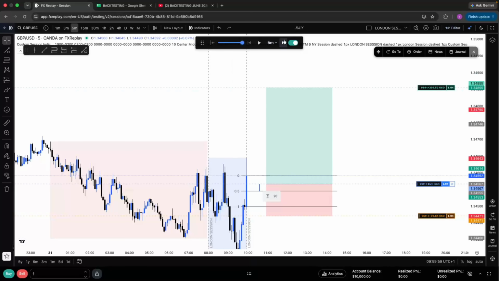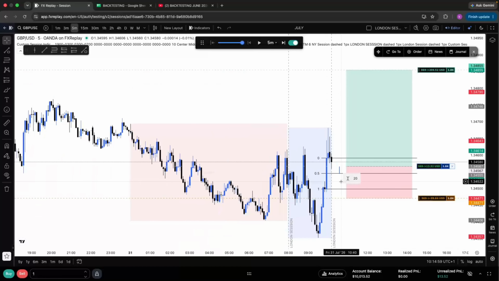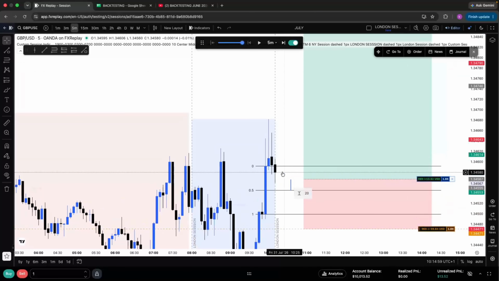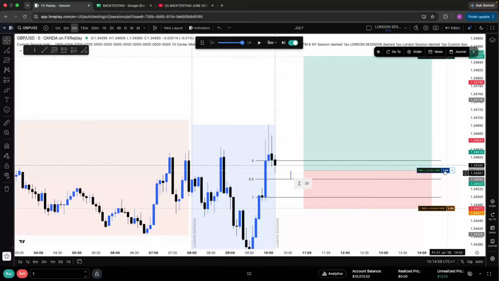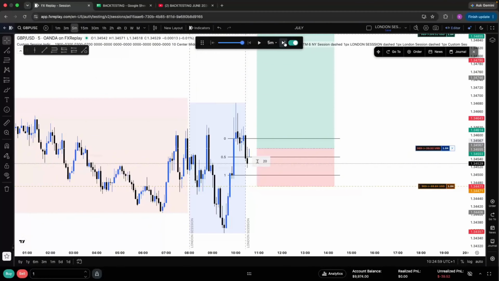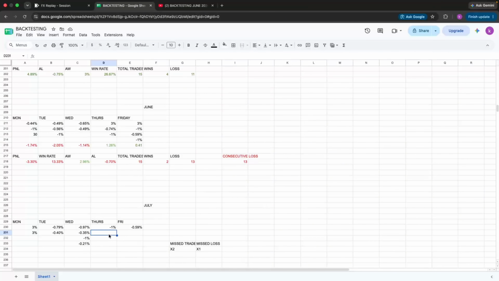Okay. Tagged me in. I didn't even check the time. 9:55. This trade tagged me in at 10. Okay, we'll just say we've taken it then. Count it as a loss if it loses, but yeah, so minus 1%. So Friday, percent.